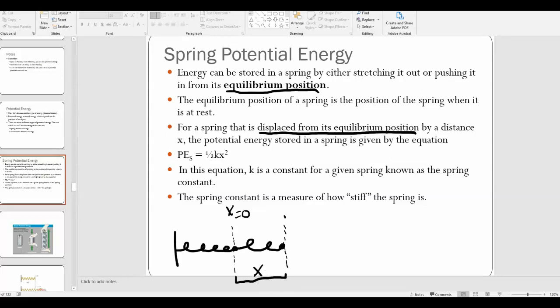The variable x is the distance from equilibrium that a spring has been displaced. Technically speaking, it really should be displacement, not distance, but it almost doesn't matter, because if you look at the spring potential energy equation, x is being squared, and so even if you had a negative displacement, when you square it, it becomes positive. Notice here, I wrote this as PES. I'm going to change that to just ES, for spring potential energy.